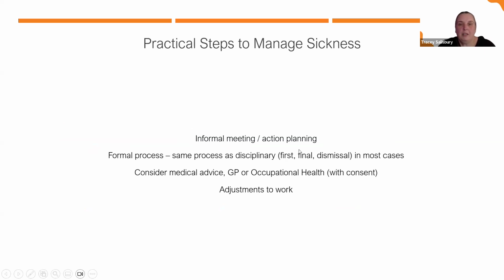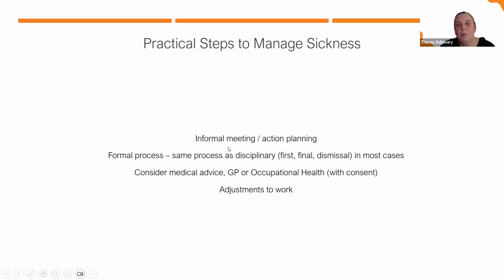And then some steps to managing in sickness. So always have an informal meeting, always try and set an action plan where you can. So sometimes just pulling somebody up and saying, look, we're concerned about your absence levels. This is what they've been over the last few months. Is everything okay? Can sometimes be enough for somebody to get on top of things.